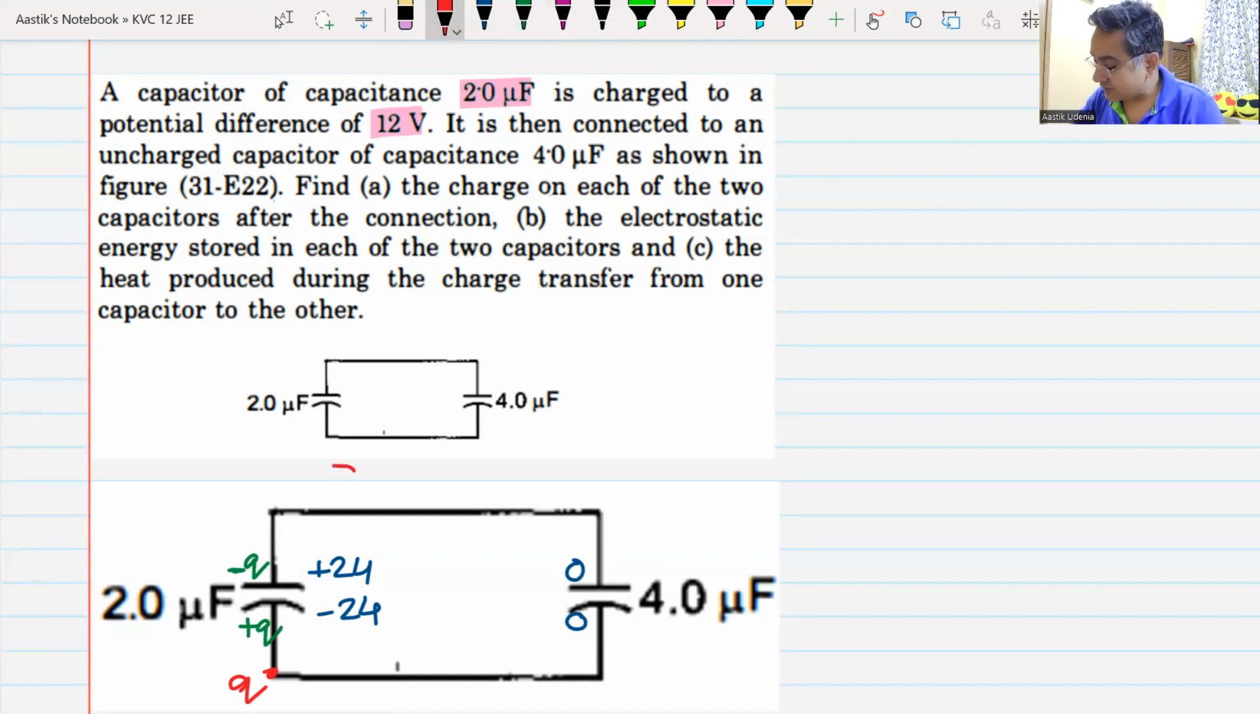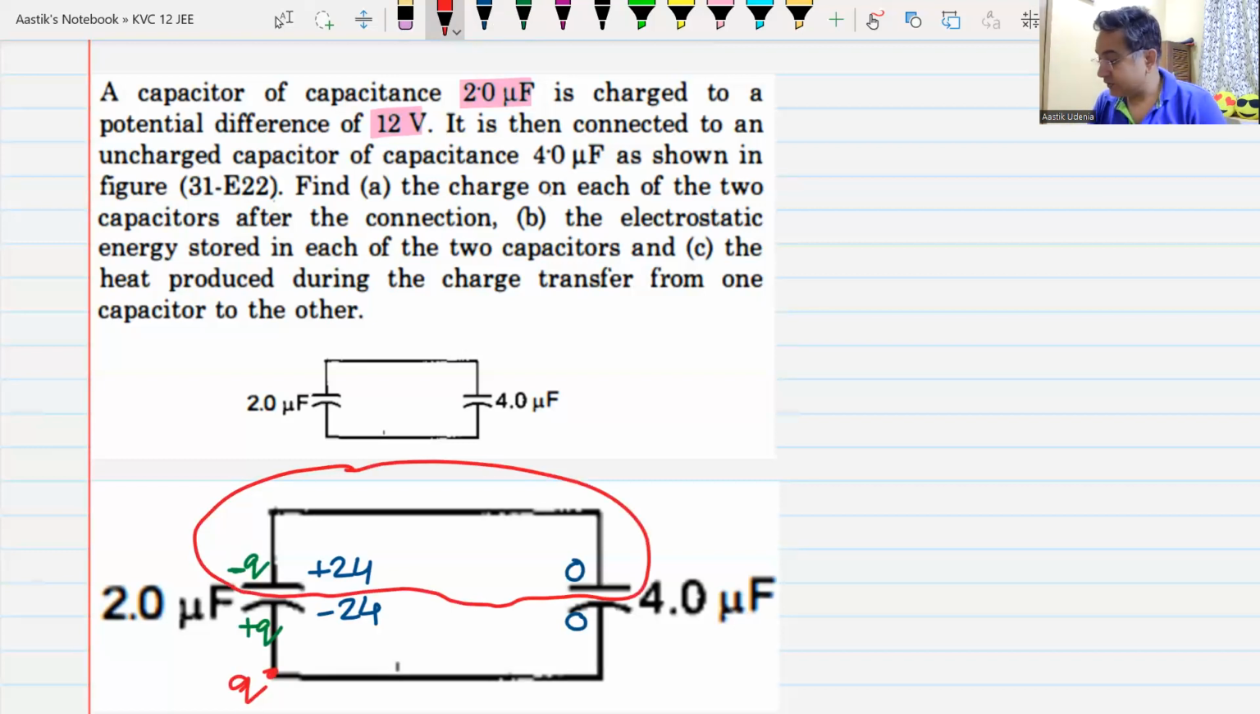Then I look for my isolated system. What is the charge on the other plate? I will call that the positive plate. How much is the charge on the other plate? 24 plus Q, sir. And what is the charge on the other plate? Minus of 24 plus Q.